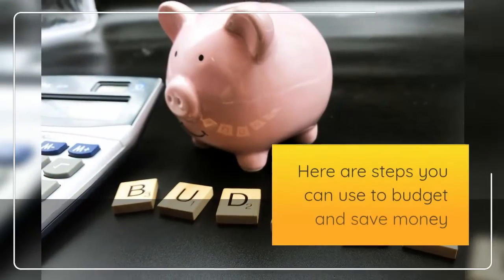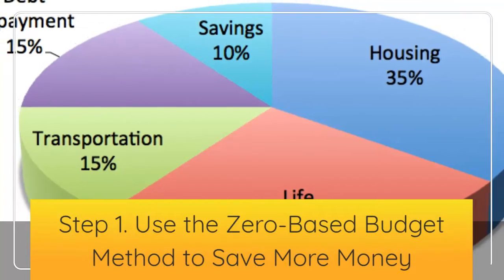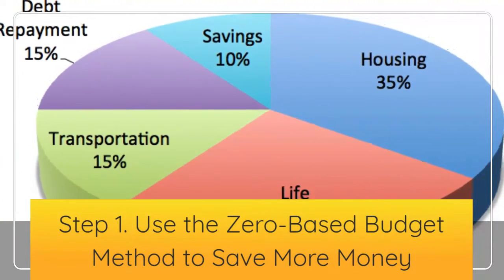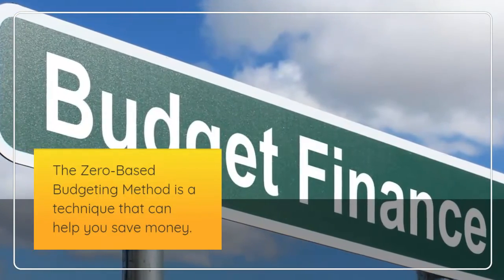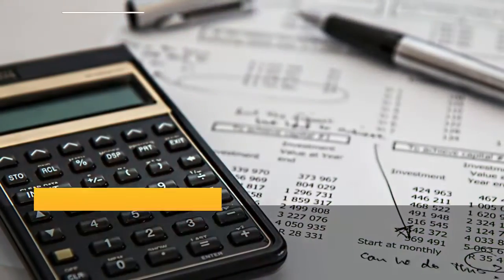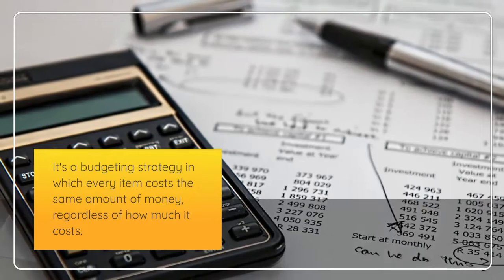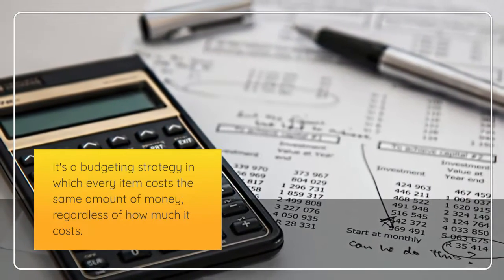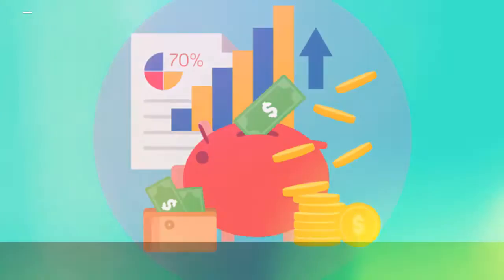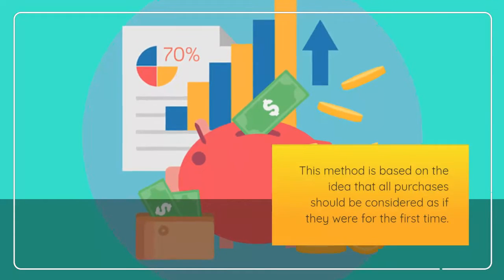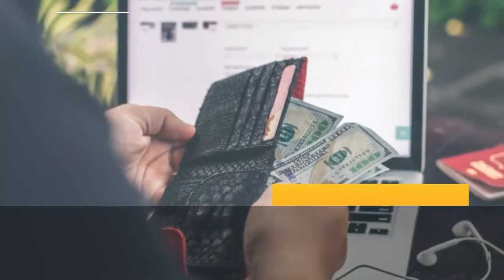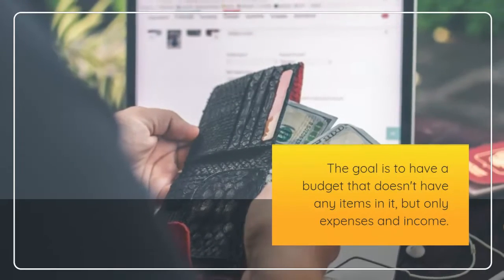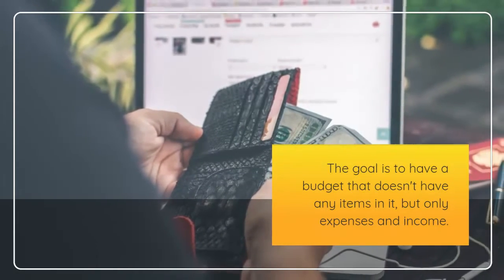Here are steps you can use to budget and save money. Step 1. Use the zero-based budget method to save more money. The zero-based budgeting method is a technique that can help you save money. It's a budgeting strategy in which every item costs the same amount of money, regardless of how much it costs. This method is based on the idea that all purchases should be considered as if they were for the first time. The goal is to have a budget that doesn't have any items in it, but only expenses and income.